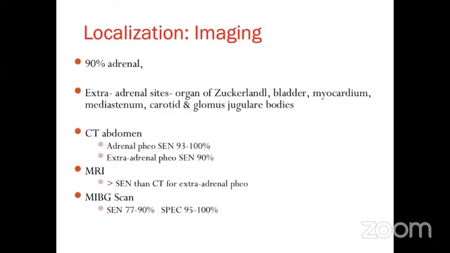Localization imaging: they are mostly, 90%, adrenal. Extra-adrenal sites include the organ of Zuckerkandl, bladder, myocardium, mediastinum, carotid, and glomus jugulare bodies. CT abdomen is 93 to 100% sensitive. MRI is more sensitive than CT for extra-adrenal pheochromocytoma, and MIBG scan sensitivity is 90%, whereas specificity is 95%.